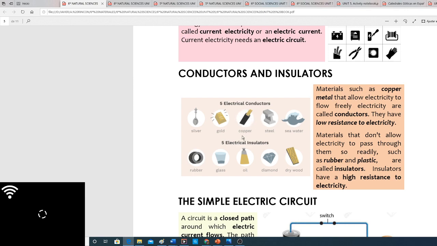And here you have the picture of 5 electrical insulators: rubber, glass, oil, diamond, which is made of carbon, and dry wood. Why dry? Because wet wood has water, and water normally has something dissolved in it, and that makes water a good conductor. Very good.